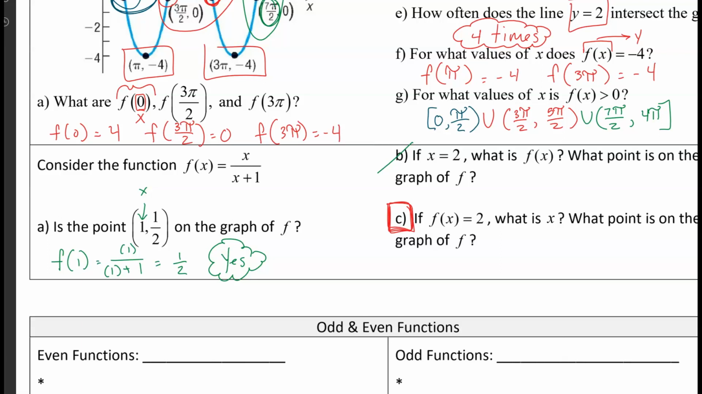All right. So now it asks if f of x is equal to 2, what is x? Yes, record. Thank you. So what is different about this one? What should we do instead? Instead of inputting a value for x, what are we inputting instead? Yes, f of x is the notation for y. So instead of plugging in x, I'm going to plug in 2 in place of f of x.